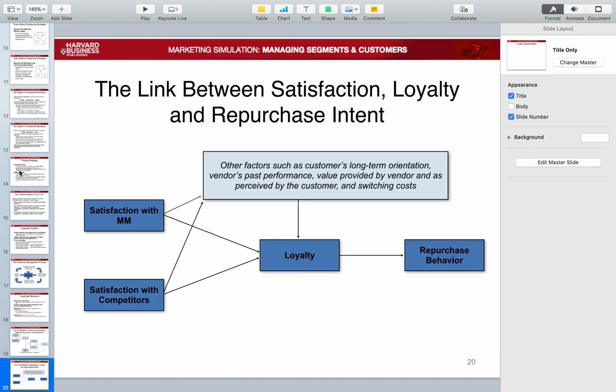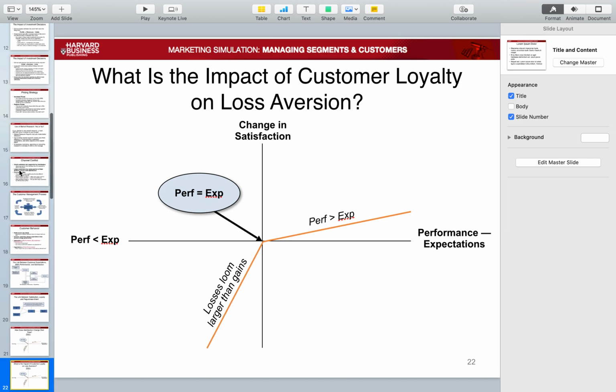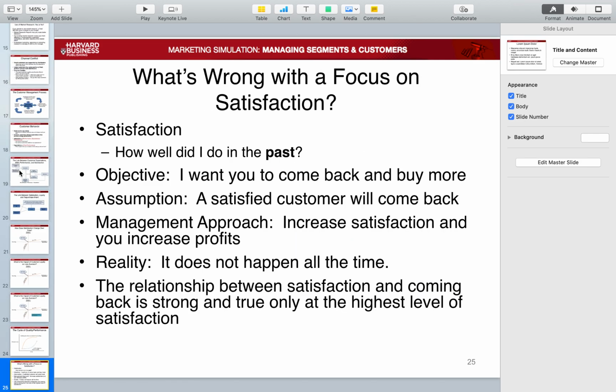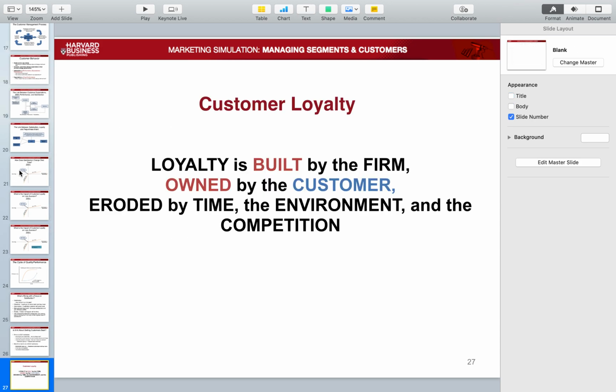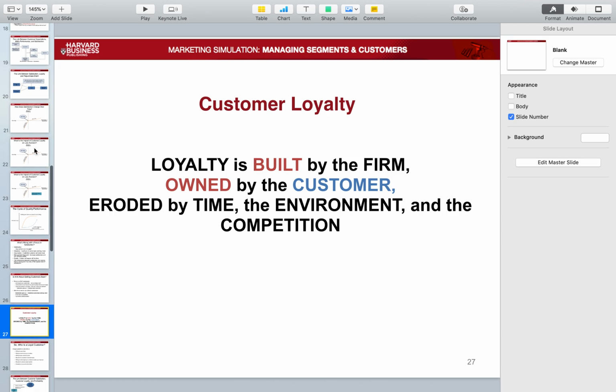I'm going to skip through a couple of these, and what I wanted to show you is this. Loyalty is built by the firm, owned by the customer, eroded by time, the environment, and the competition. So keep in mind that you do need to spend quality time with your customer base. Really important, once you've built a base that you know is your loyal customers, don't neglect them. If you neglect them, the competitor will come in and steal them from you. Customer loyalty is highly rewarded and highly valued. This is the kind of business market where you don't want to lose your market share, because they'll continue to buy products from you over and over again. So the entire lifetime value of the customer is very significant and very important.